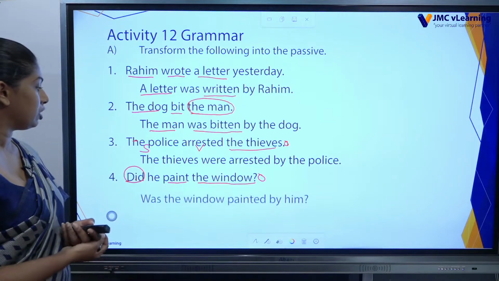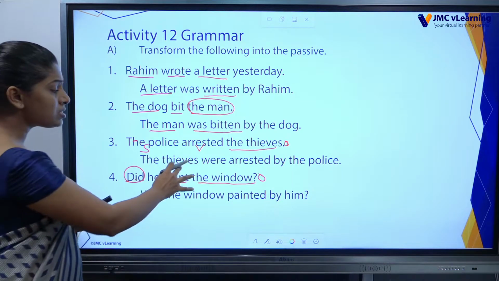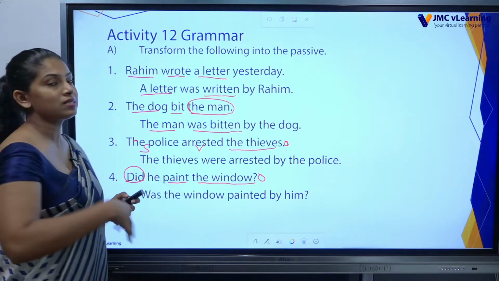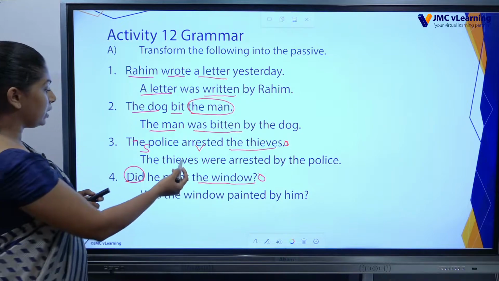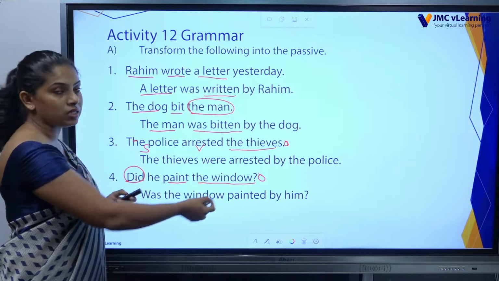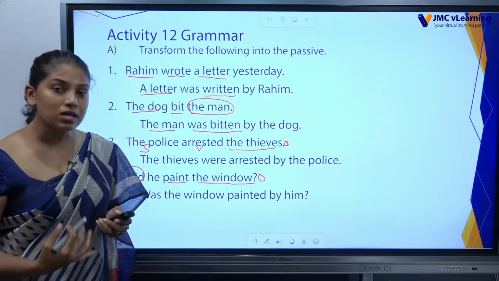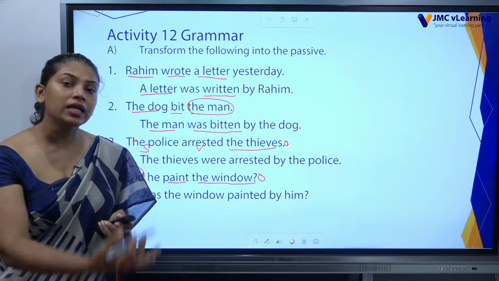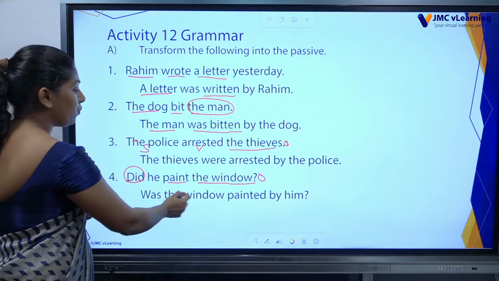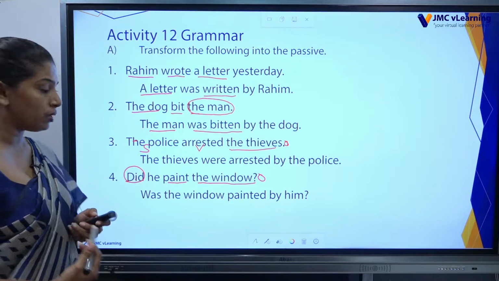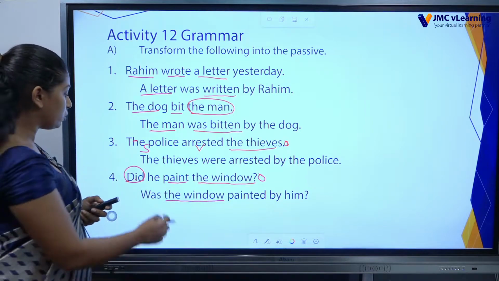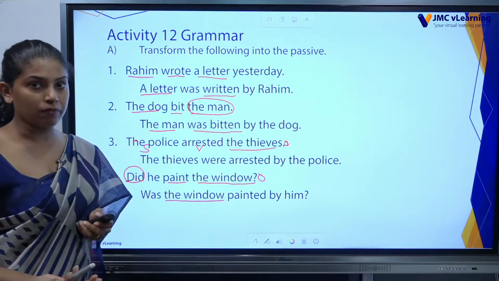Then we are turning that into passive voice. But here you have to keep in your mind, you can't make a normal sentence here, you have to ask a question. So earlier in these sentences, we wrote the helping verb after the object. But when we are asking a question, we have to take the helping verb first. So here we are taking was the window. Why did I use was? Because the object is the window, that is singular. So I have to use was as the helping verb.